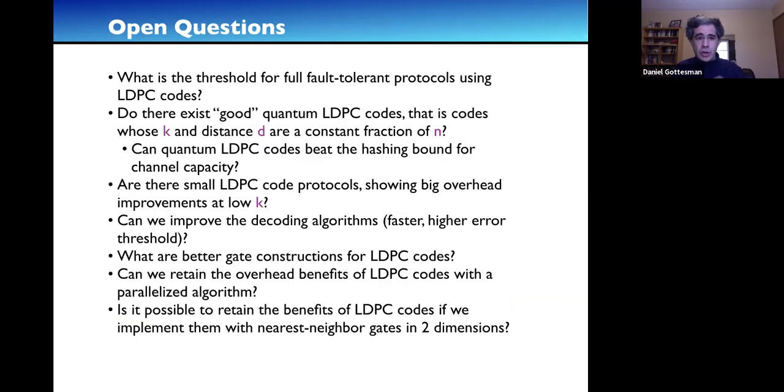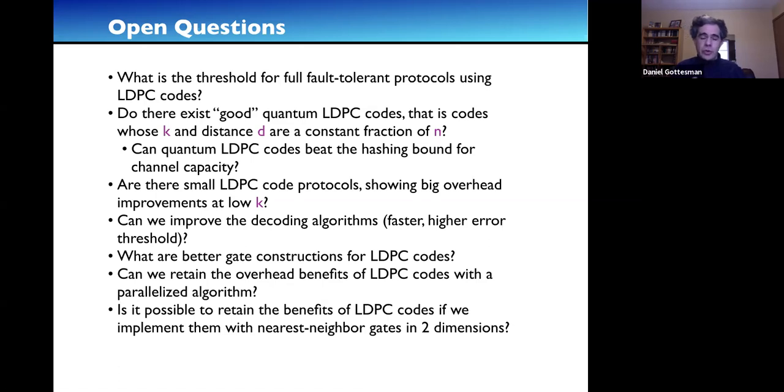And so in that spirit, I just want to end with a list of, I think, open questions that are all really interesting and really important. One very big one is, suppose you run a full fault-tolerant protocol using LDPC codes. You count all the gates in the error correction procedures, you count the gates to do logical gates and all that other stuff. What is the threshold that you get for that? And how does it compare to the surface codes?